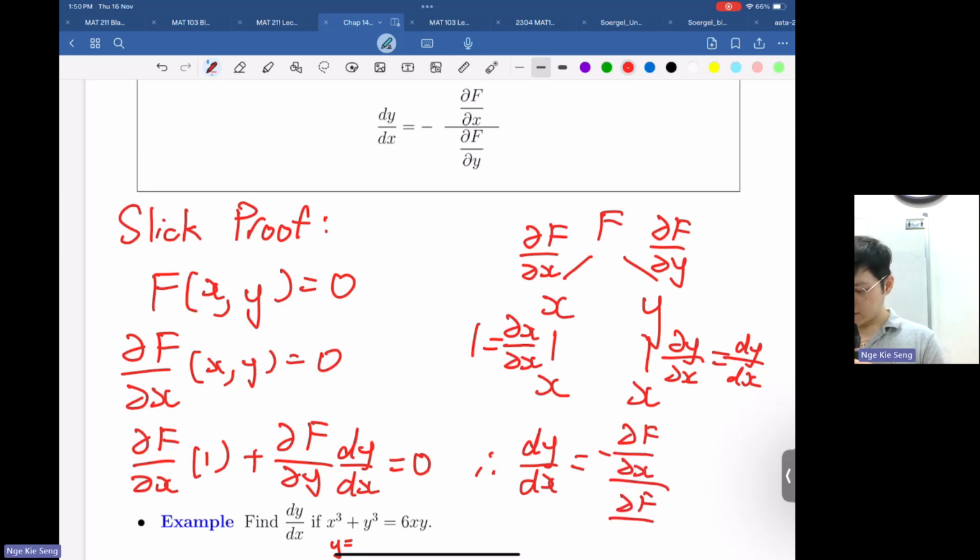Okay, rearrange it, you will get what you have in the formula. So this is a slick proof, but there's something wrong with this proof, but in general, it's okay. I will let you know what is the real thing and then we'll talk about it.